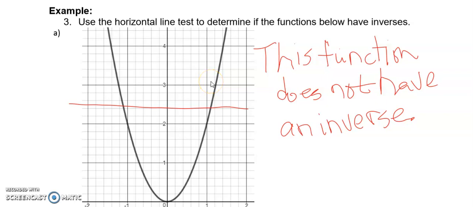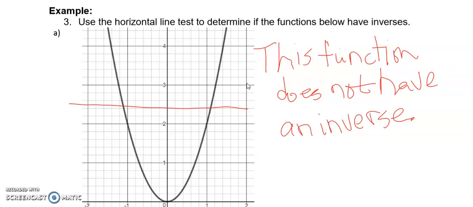Okay, welcome back to our next lesson on inverses. The last video cut out a little bit quick, so I'm going to finish up what we were discussing there first. Remember, we were looking at something called the horizontal line test, and it will tell us if a function has an inverse or not.